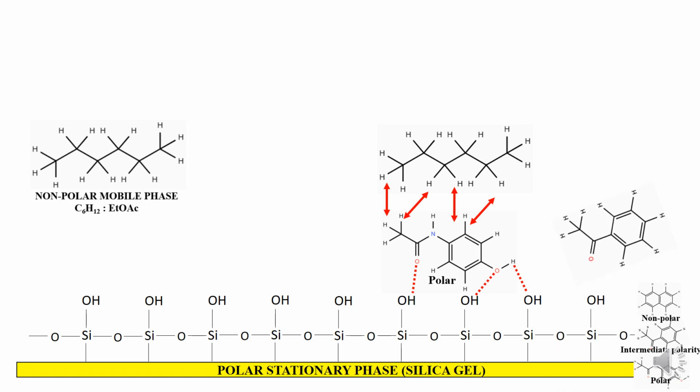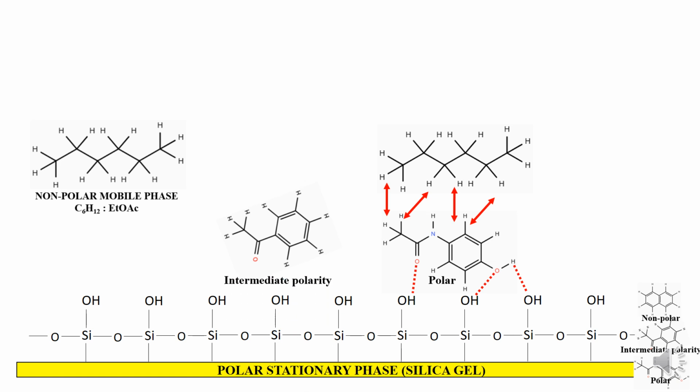Now this is followed by a molecule of intermediate polarity like acetophenone. It travels a further distance as compared to the highly polar paracetamol molecule. Now acetophenone is of intermediate polarity because it has only one functional group with an electronegative oxygen atom, which indulges in hydrogen bonding with the silicon groups of the silica gel layer.